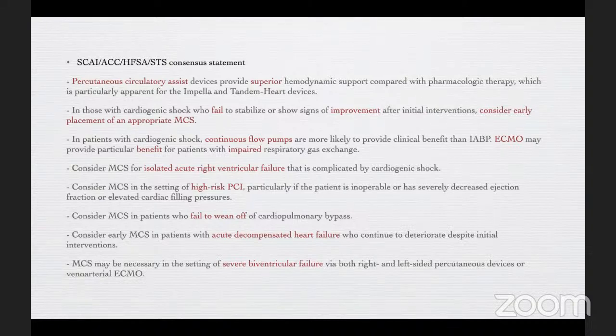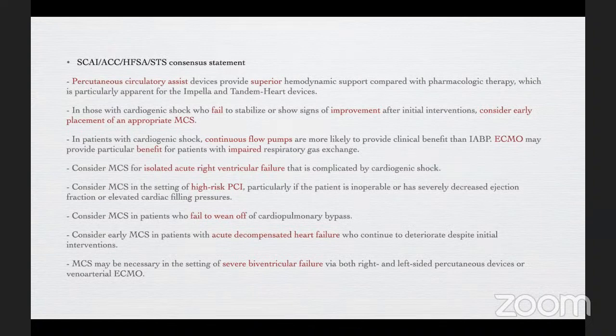The consensus-based recommendations include: percutaneous circulatory assist devices provide superior hemodynamic support compared with pharmacologic therapy, which is particularly apparent with the Impella and TandemHeart devices, in those with cardiogenic shock who fail to stabilize or show signs of improvement after initial intervention. Consider early placement of an appropriate mechanical circulatory support. In patients with cardiogenic shock, continuous flow pumps like Impella or TandemHeart are more likely to provide clinical benefit than intra-aortic balloon pump. ECMO might provide a particular benefit for patients with impaired respiratory gas exchange.